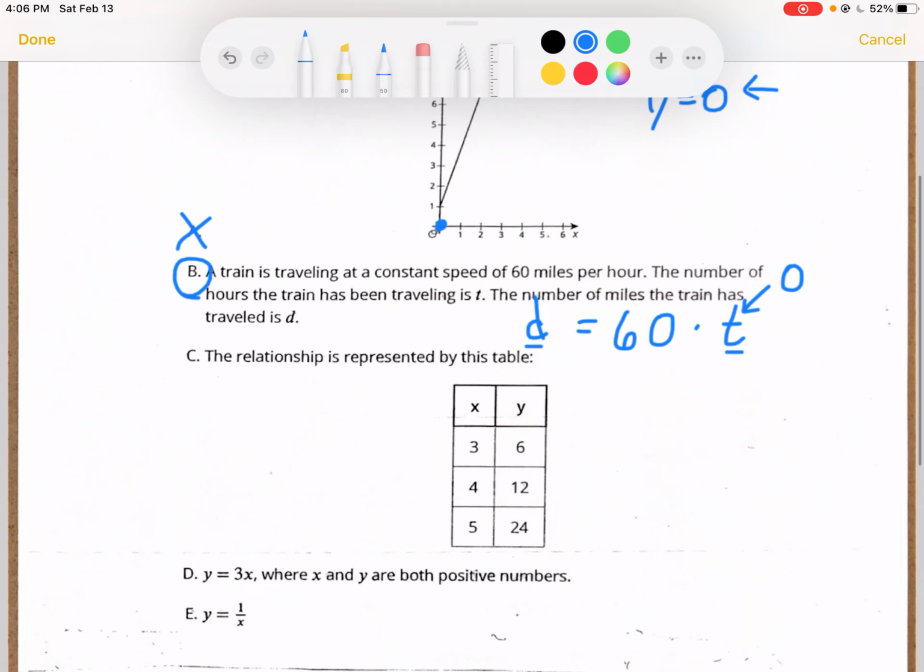Okay, let's keep going. C, the relationship is represented by this table. So they don't give us when x is 0, but let's look at what the pattern is here, okay? When I go up 1 on the x, so from 3 to 4, y increases by 6. When I go up 1 on the x, from 4 to 5, we now add 12. So we're not even constant right here, 6 and 12. Sometimes it changes by 6, sometimes it changes by 12. We can't even go back and predict what 0, 0 would have been at. It's not going to be on a straight line. So C is out.